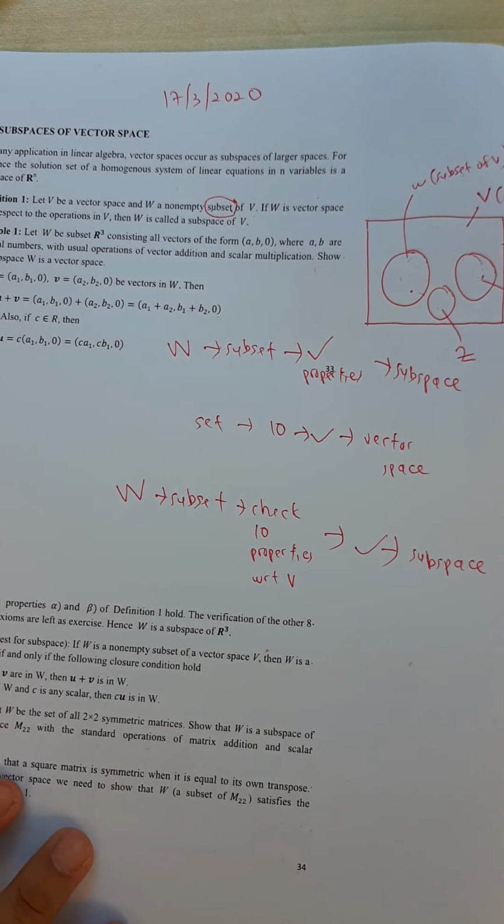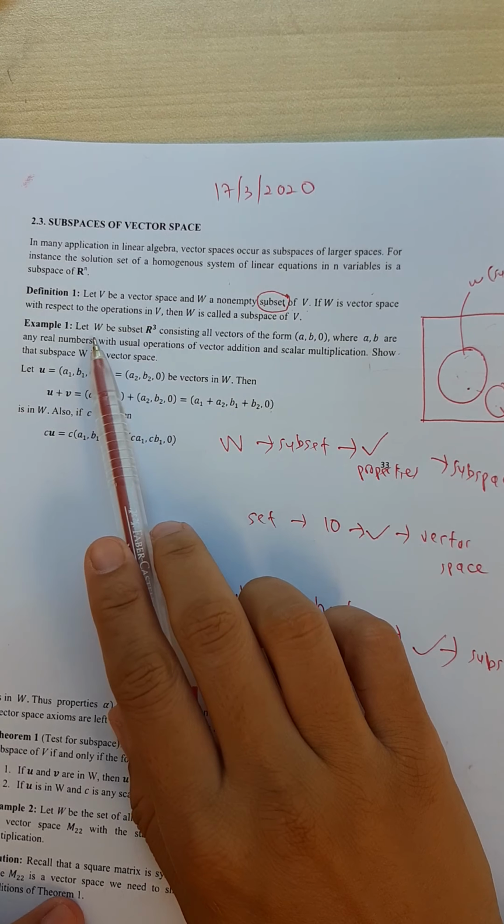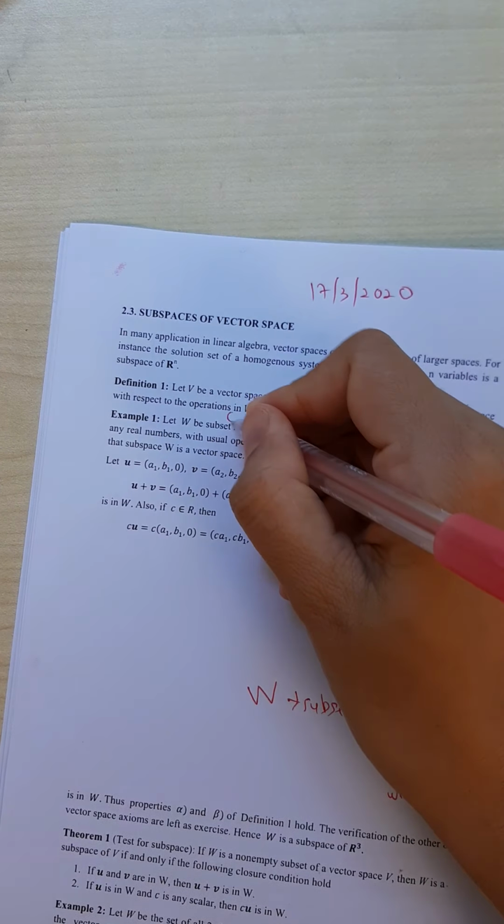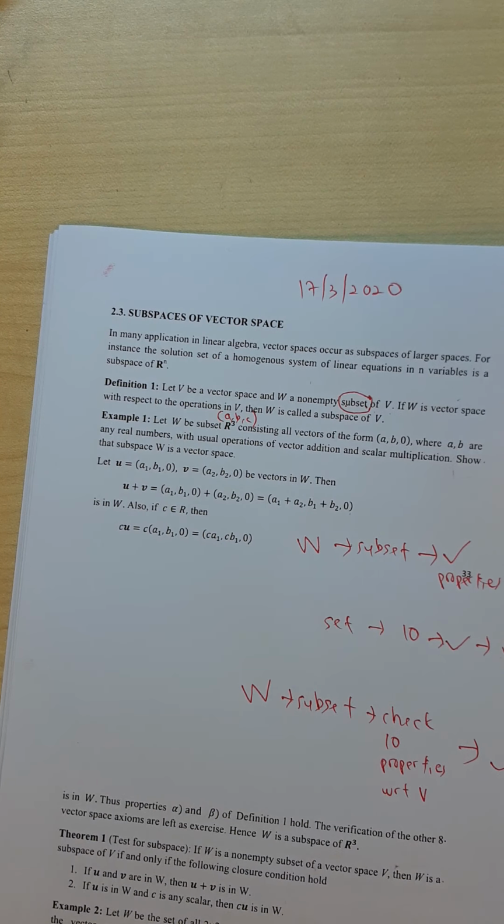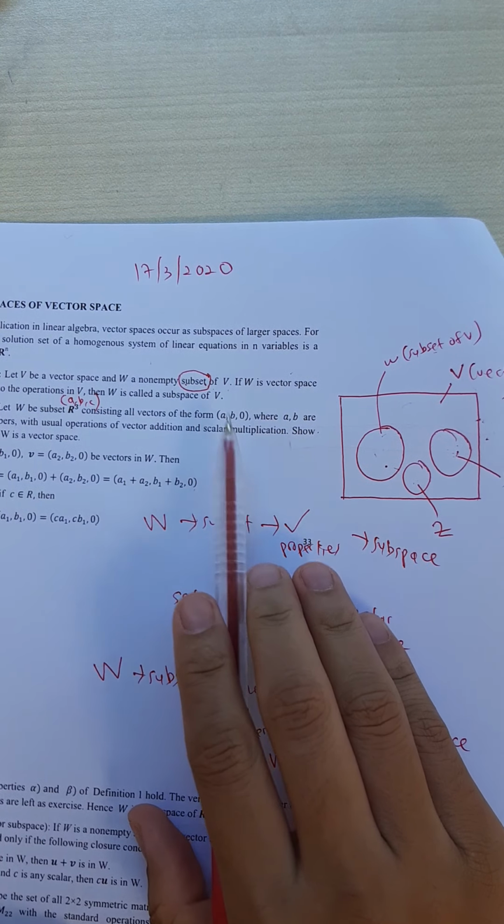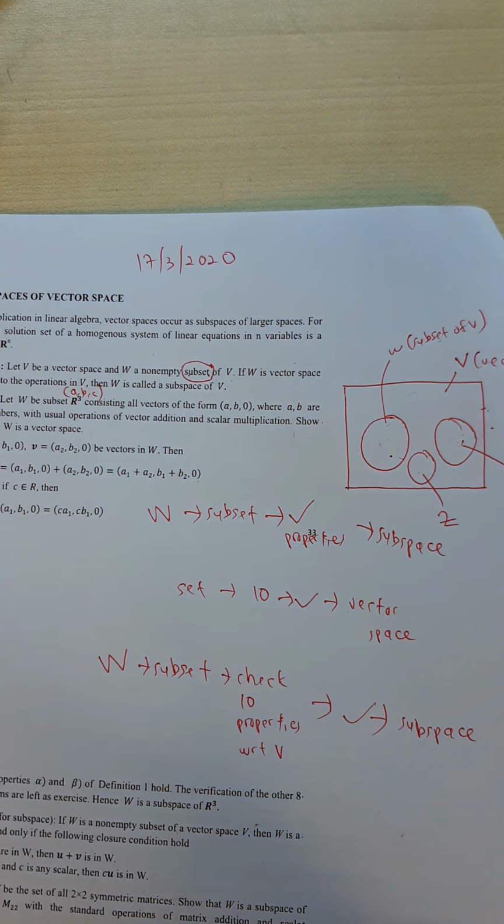Alright? Okay, so let's have a look at one example here. Let W be a subset of R3. R3, so you know, R3 is going to be something like A, B, C, for example. Okay? And consisting of all vectors of the form, this one here. So you are given, wait, let me just grab a piece of paper. Where is my paper?